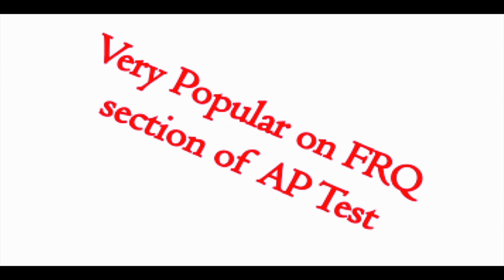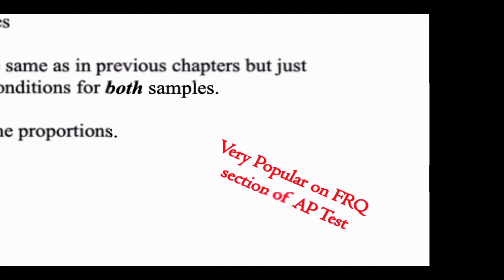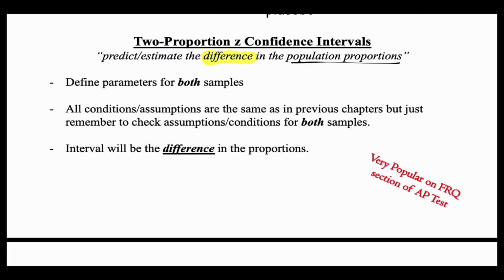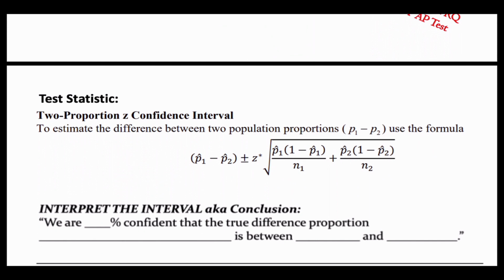This is very popular in the FRQ section of the AP test. They love two-sample stuff. They love chapter 10 stuff on the FRQs. Not so much on multiple choice, but for FRQs, there are tons and tons of past FRQs that deal with two-sample means and two-sample proportions.